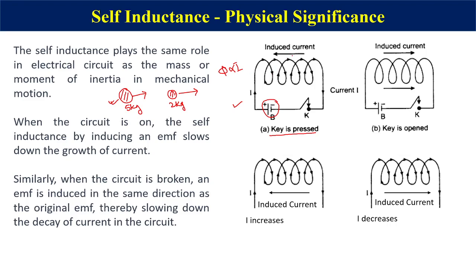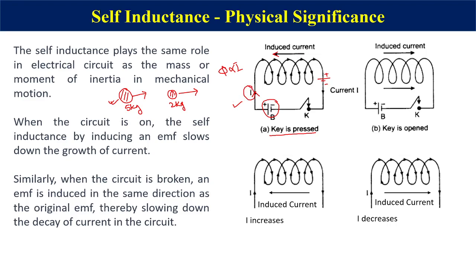But the induced current must come in a direction which is opposite to the original direction. See, the original direction of the current is this, and the induced current is in the opposite direction. So that means induced EMF is created in this fashion. This is plus, this is minus, suppose. That means induced EMF is opposing the original EMF or original potential difference of the circuit. Got it? So the induced current is responsible for slowing down the growth of the original current.